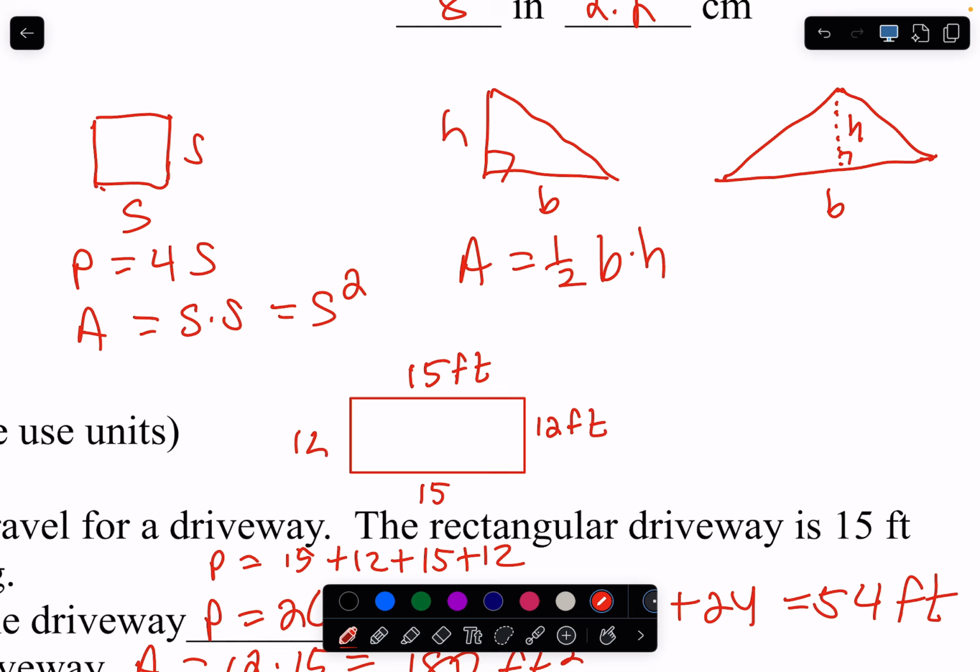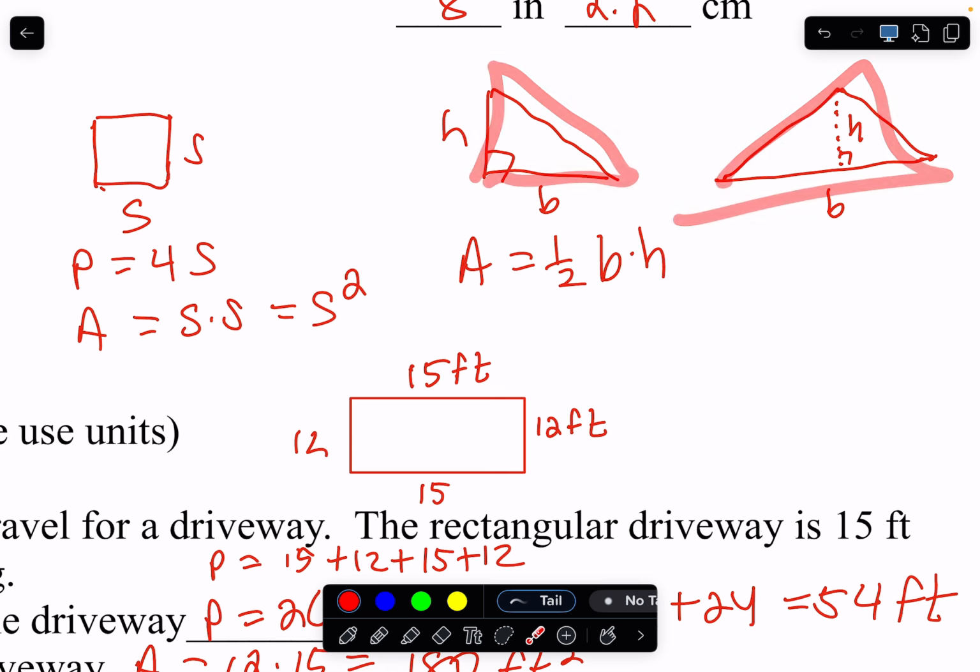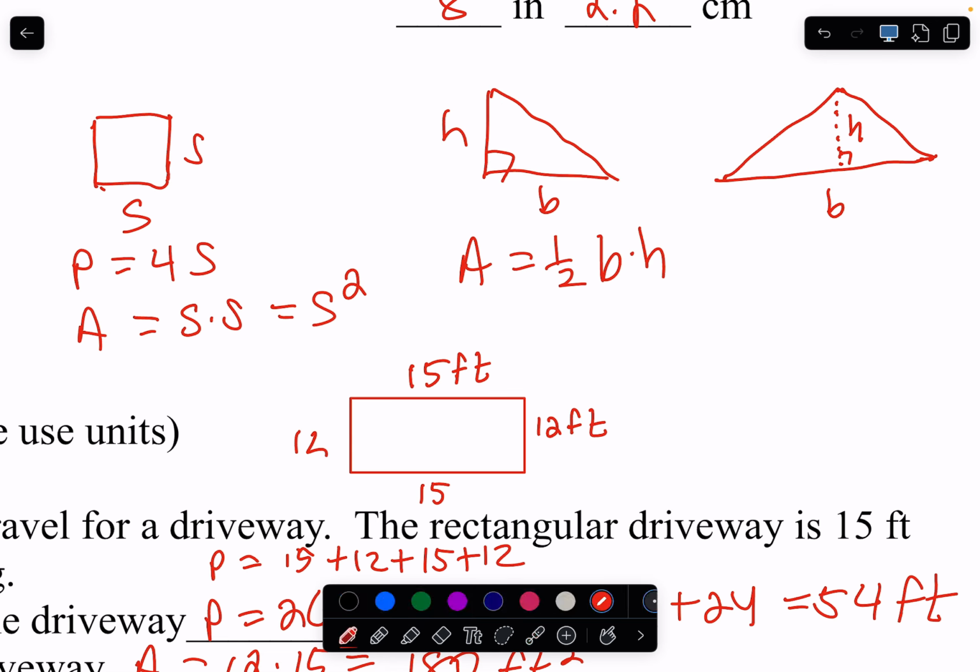If you wanted to do perimeter of this, you would need to know the length of all 3 sides, and you would just add them up. Side 1 plus side 2 plus side 3. So we can write that. Perimeter would be side 1 plus side 2 plus side 3. I didn't have them marked here, but you just add up the 3 sides. Okay, so that's another formula we're going to need.